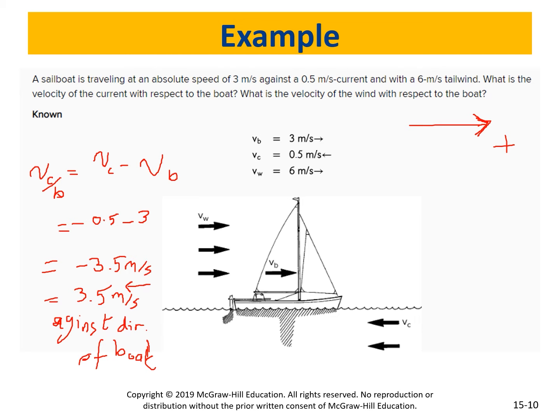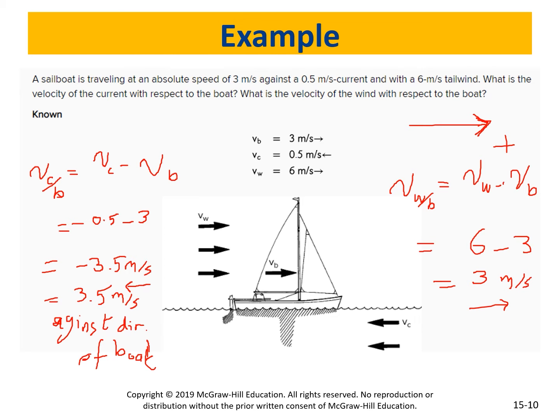Okay, how about the other one? So what do you have for the velocity of the wind with respect to the boat? So it's the velocity of the wind with respect to the boat, correct? Now, that is going to be the velocity of the wind minus the velocity of the boat. And the wind is going right, that's positive, that's 6, minus the boat 3, that's also positive. So that's going to end up with 3 meters per second in the same direction of the boat. Or you say that's going to the right.